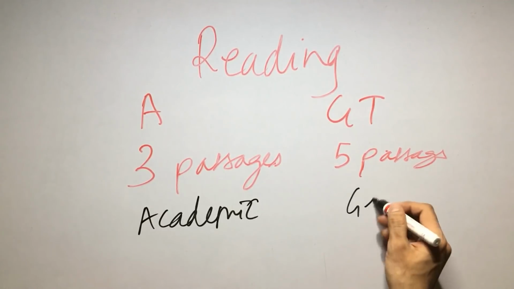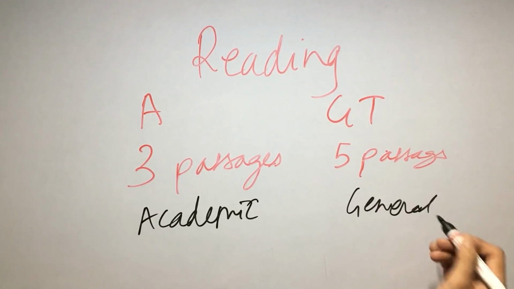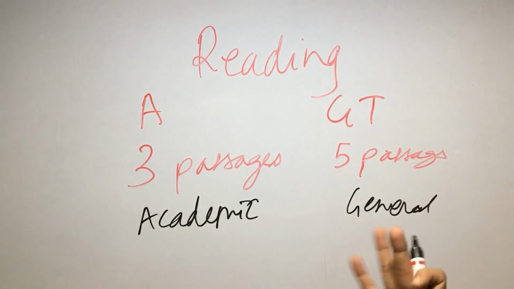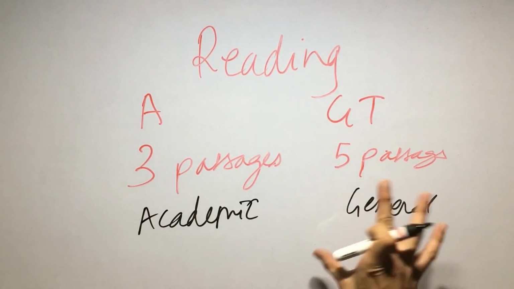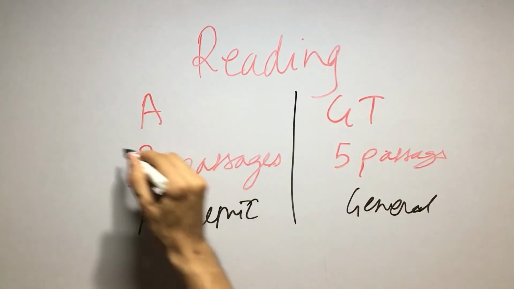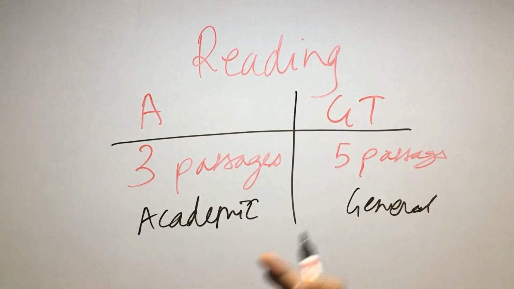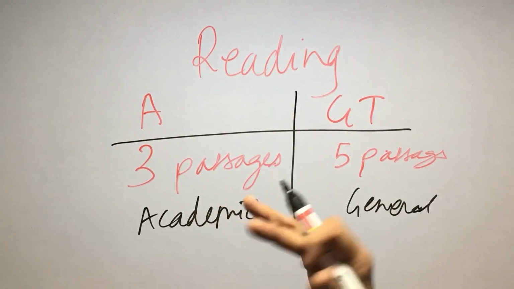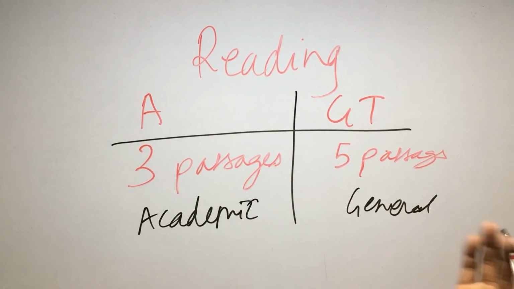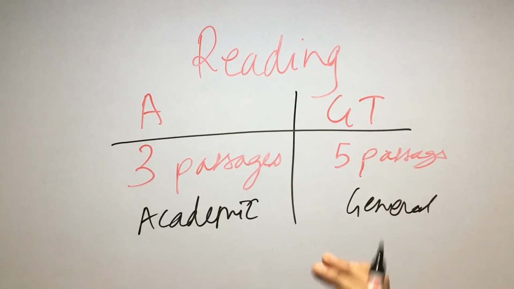And these passages will be from a general context. That means from advertisements, television, or any menu or any service. Because they are going for work, there has to be a difference. So 3 passages here, 5 passages here. Here academic context and bigger passages, of course. And here general passages like advertisements.